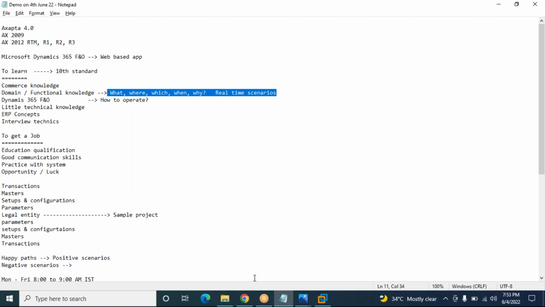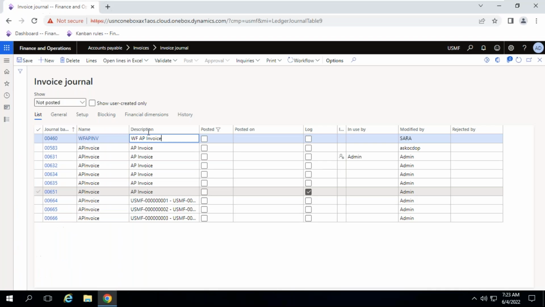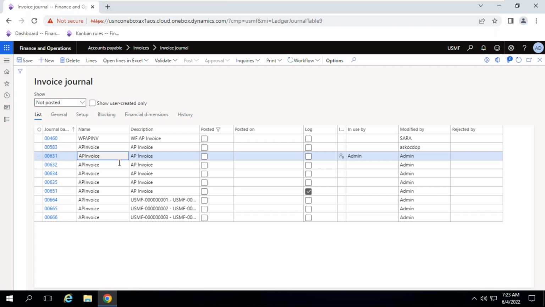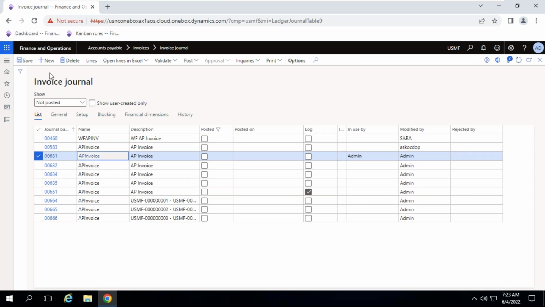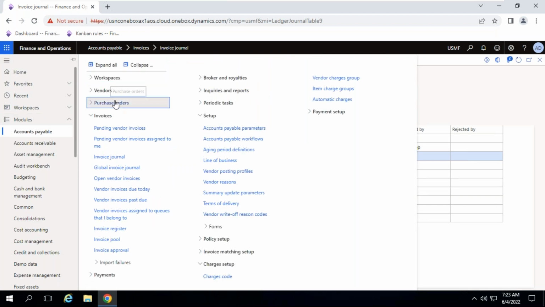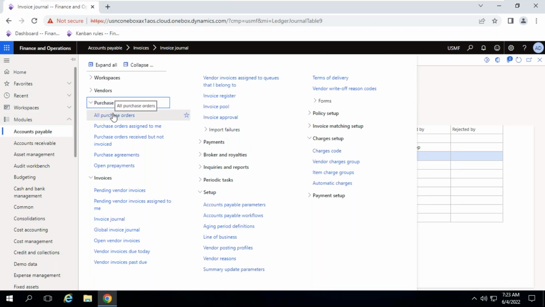With this one application, this is one small step. Through vendor invoice journal, you can do this one. Another option, purchase order to invoice. Another option, invoice register and pool and approval. There are options. So what is the purpose, why it was given?